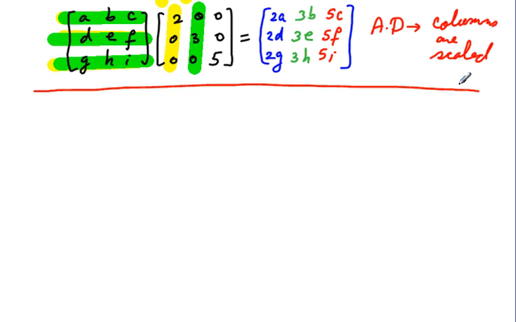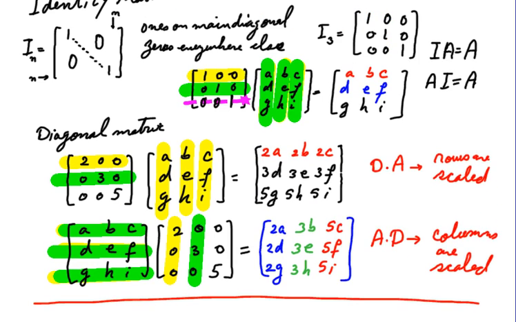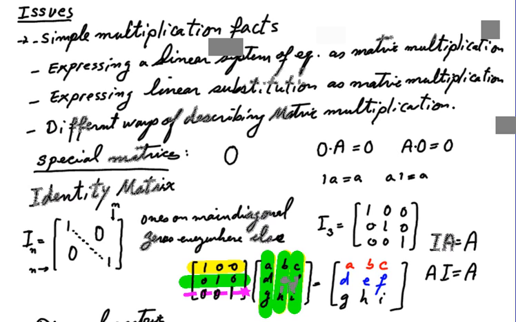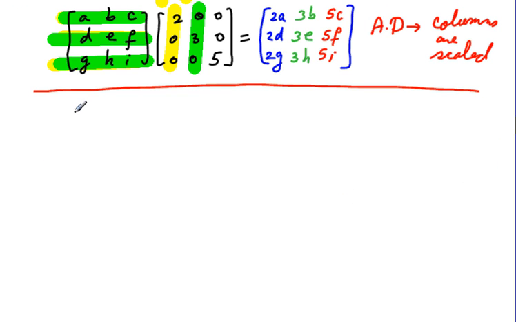So the next issue that we have, we talked about certain special cases of multiplication. We paid attention to them. Next issue is that if you have a linear system, that linear system is in fact a form of matrix multiplication. Let's just write a simple one. Suppose we have 2x plus 3y is equal to 5, and 7x plus 9y is equal to 11.